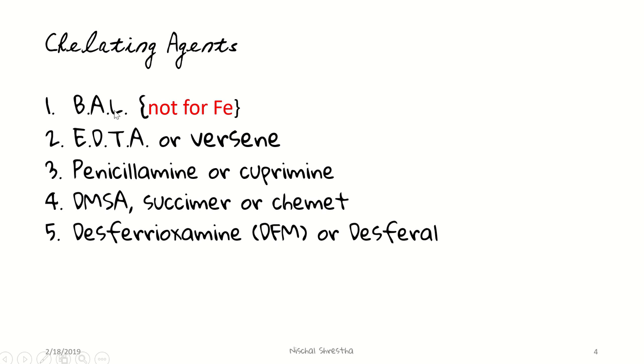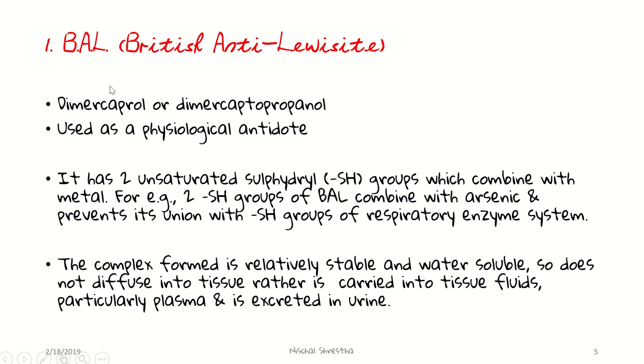Here are the names: first BAL, and second is EDTA. In case of BAL, I have mentioned not for iron, because this is an important thing: BAL is not used in the case of iron poisoning. Why? I will discuss in the next slide. Third, we have penicillamine or Cuprimine, fourth one is DMSA or Succimer or Chemet, and fifth one is Desferrioxamine or Desferal. BAL stands for British Anti-Lewisite. It is also known as dimercaprol or dimercaptopropanol. Just remember this name, dimercaprol.